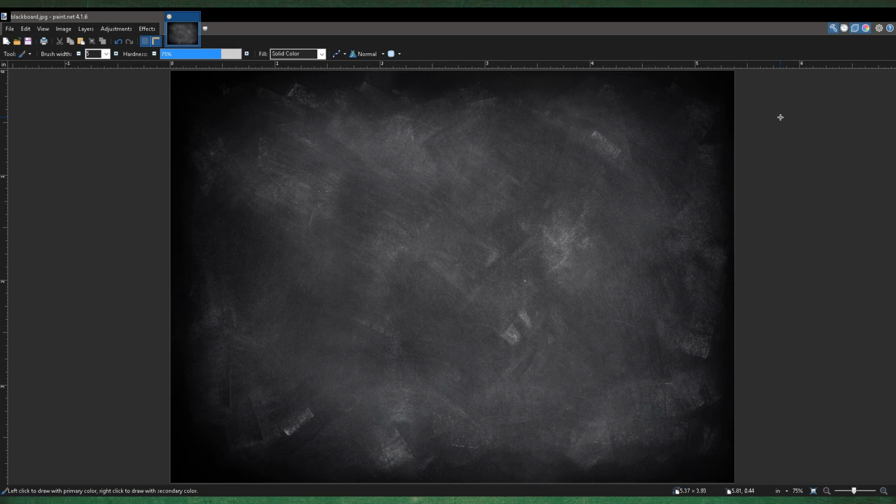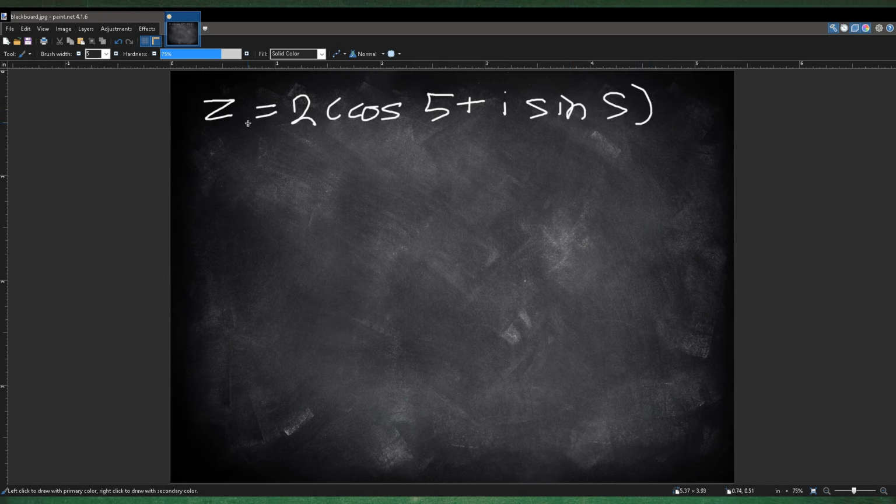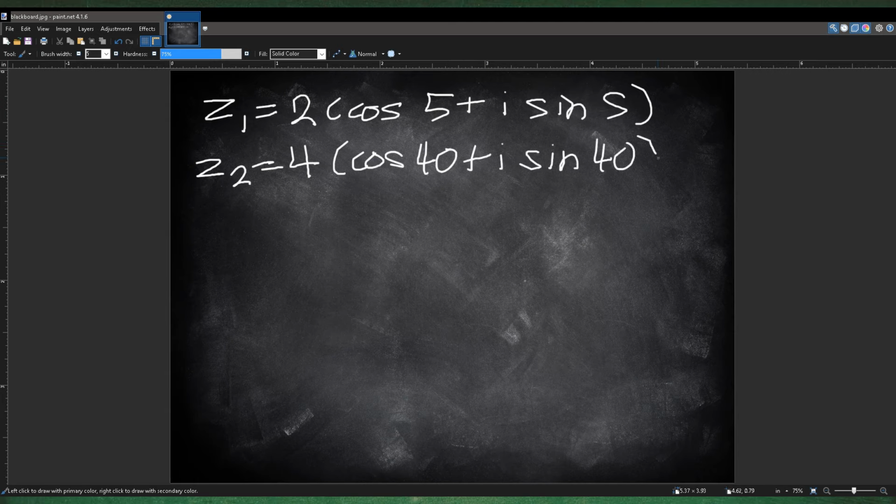Okay, let's get started. The first thing we need to learn is how to find the products and quotients of complex numbers. So imagine you have a complex number like z1 is equal to 2 times cosine of 5 plus i sine of 5, right? We'll be using degrees right now, okay? So that's your first complex number. And you have another complex number, z2, which is 4 cosine of 40 plus i sine of 40, right? And these complex numbers are in their polar form, basically.